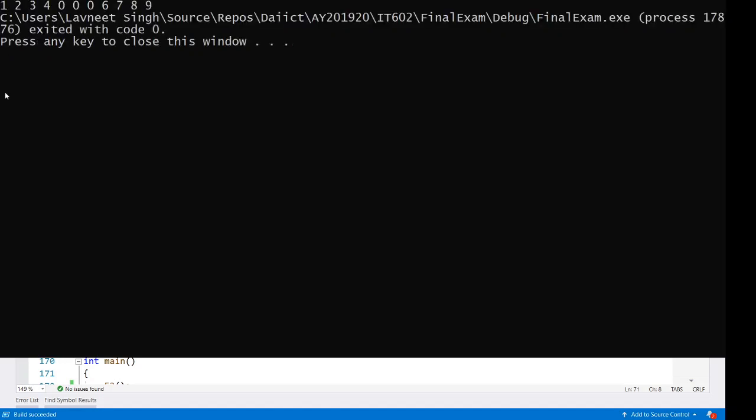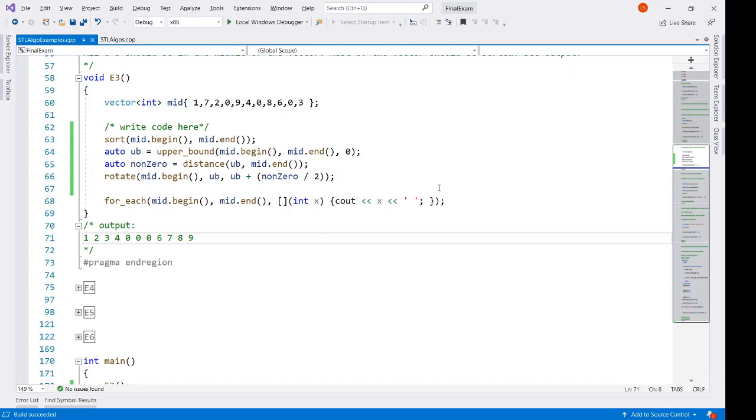And this is our output, which is 1 2 3 4 followed by 3 zeros, 6 7 8 9. That is our desired output. Okay.